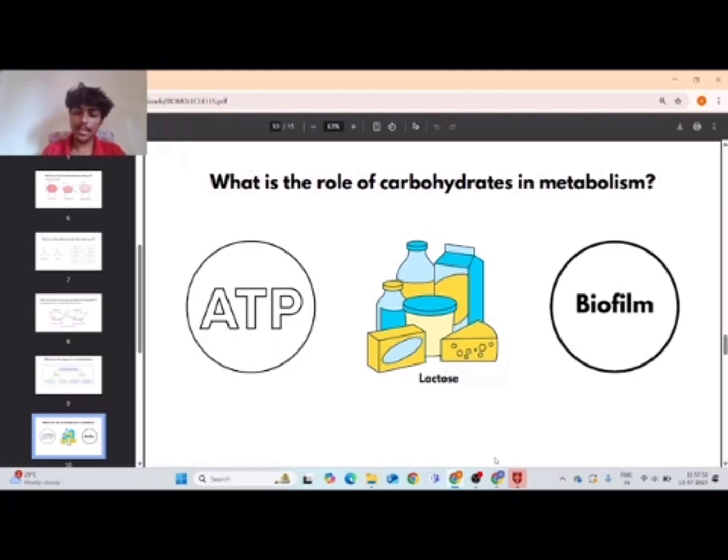This lactose fermentation takes place in the environment, which we use for our benefit in most of the dairy products. For example, curd and yogurt, everything comes under this lactose fermentation. In this lactose fermentation, the lactose itself is a carbohydrate. So, of course, the carbohydrate plays a major role in the fermentation because it itself is the lactose.